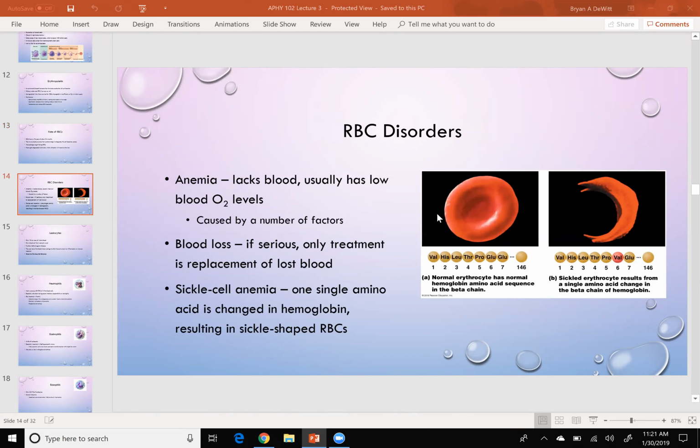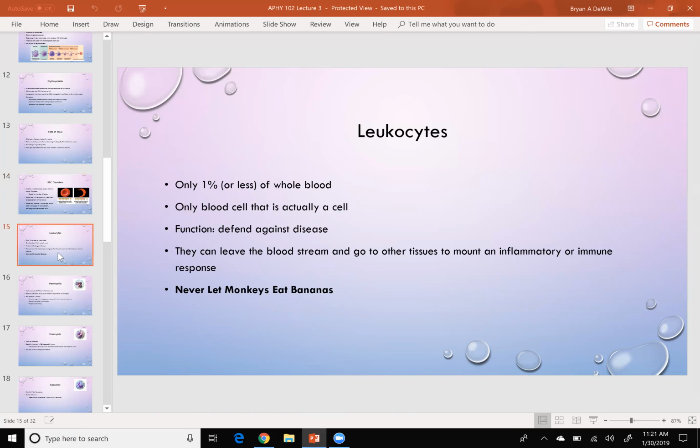So there are also several red blood cell disorders. The most common one is anemia, which is just a generic type of disorder for when your body lacks blood. That can be caused by something like sickle cell anemia, or you just don't have enough blood around. There are lots of different types of anemias that you might read about.